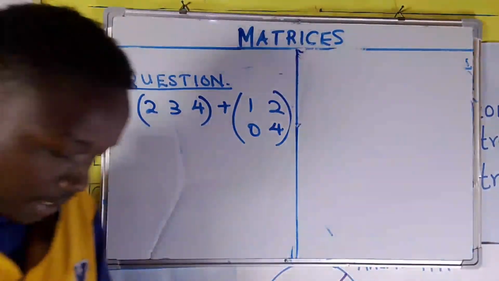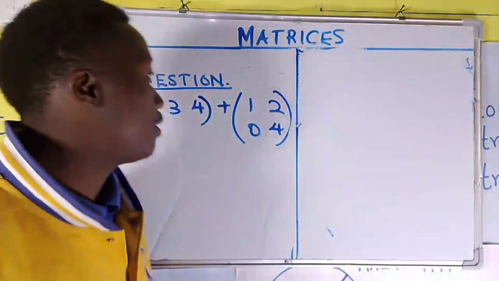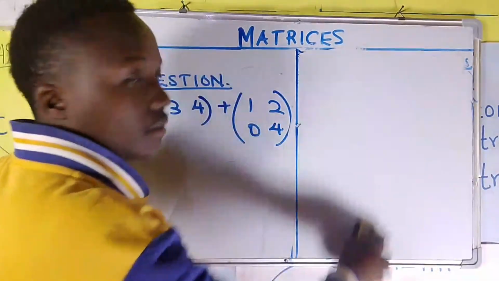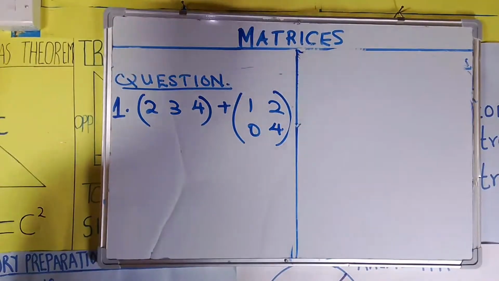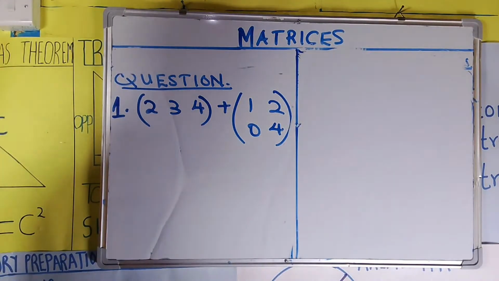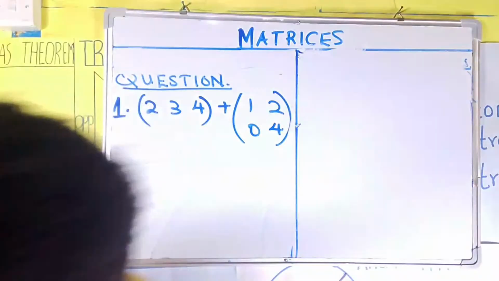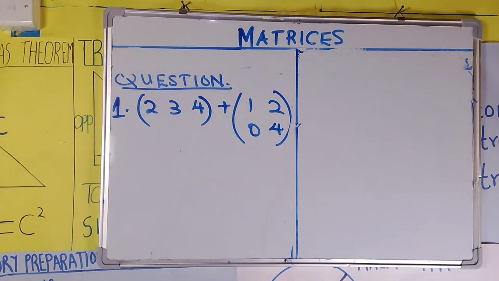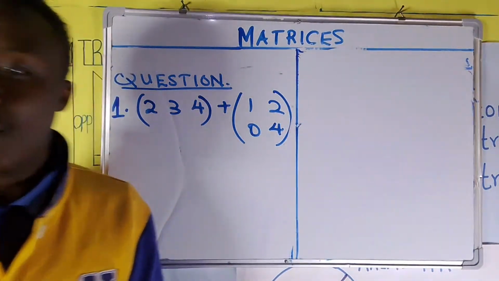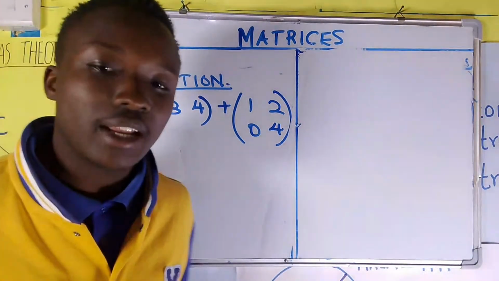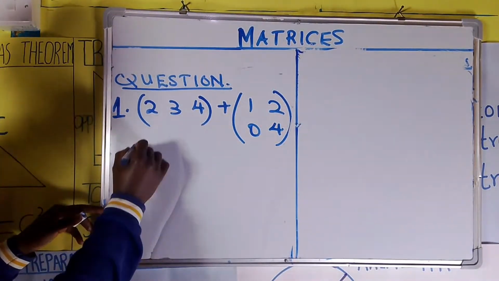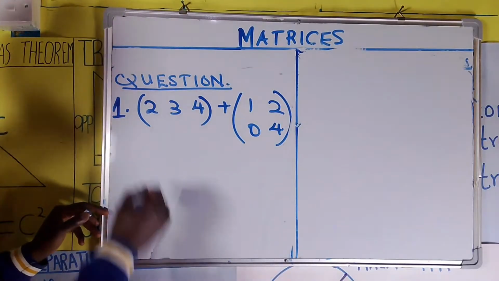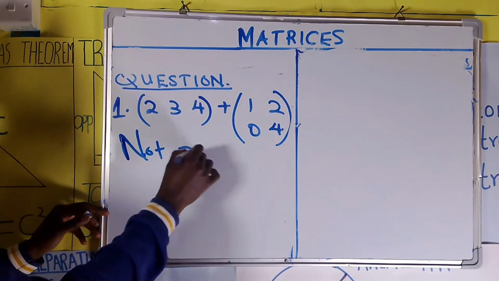So just tell me whether you solve that question or not. Give me the feedback. Habiba Aden, they are not in the same order. Correct. They are not in the same order. Therefore, we cannot be able to add them. So, addition of this, we can say it is not possible.